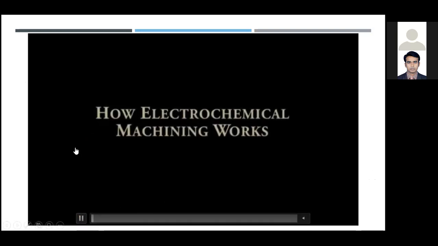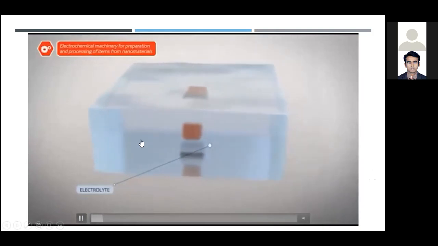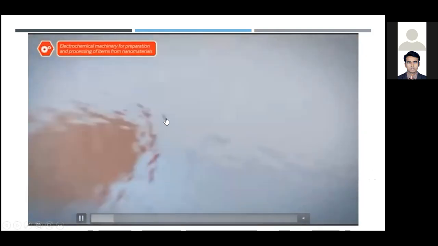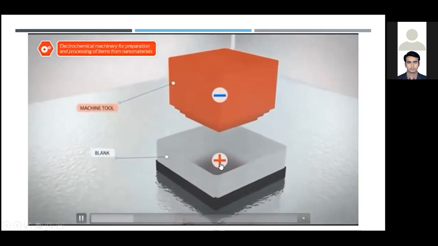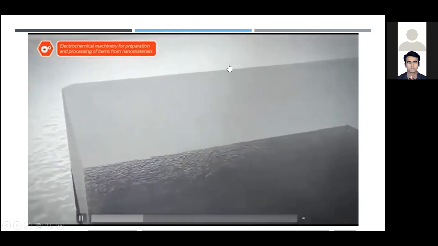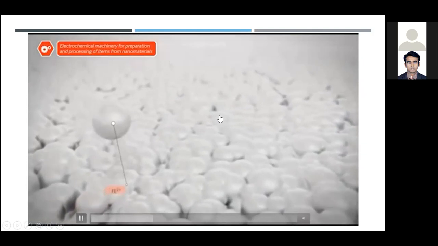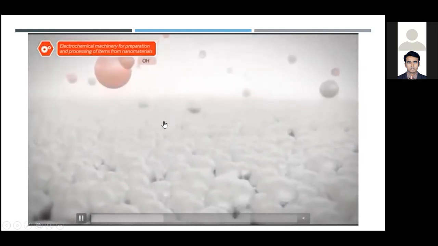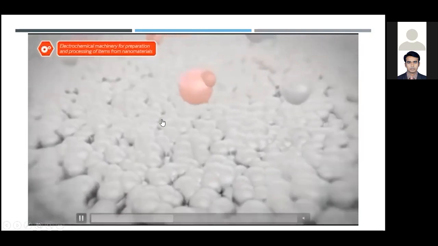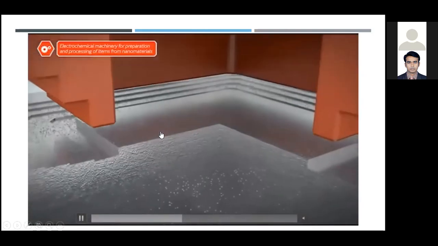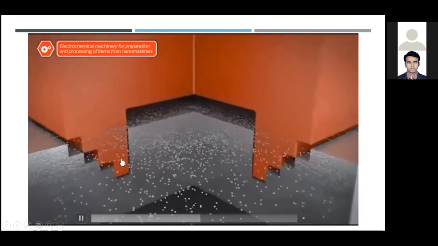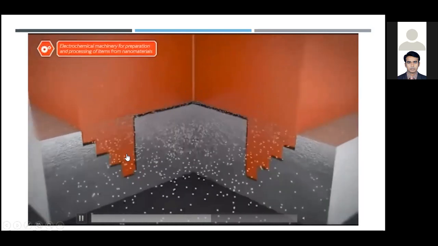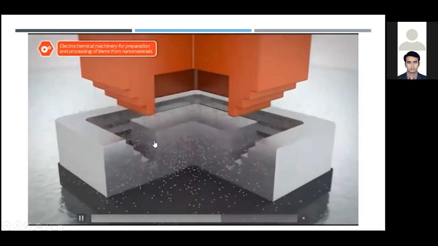Here is a video to describe the process easily. This is an electrolytic machine. Here it is the workpiece, and this is the cutting tool. The workpiece is in the positive pole, and the tool is in the negative pole. So the workpiece dissipates positive ions, and it removes the material from the workpiece. So here there is no touch between the workpiece and the cutting tool.